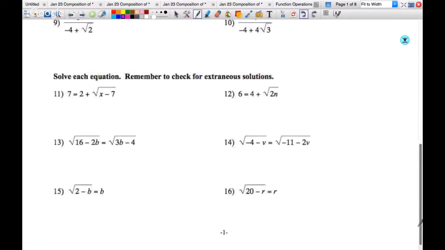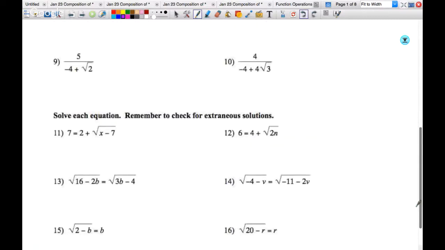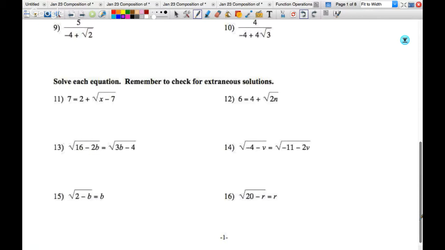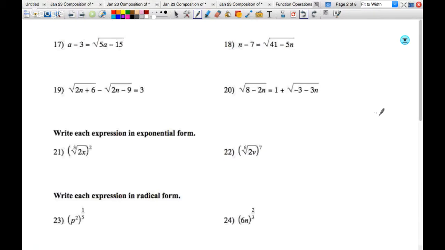All right, another problem that would be good. Let's do 18 really quick. So to solve this, I've got to get this variable n out from underneath the radical.